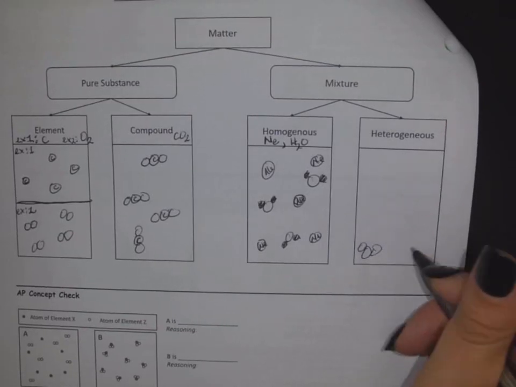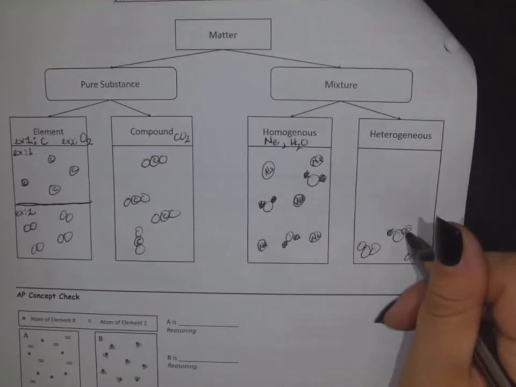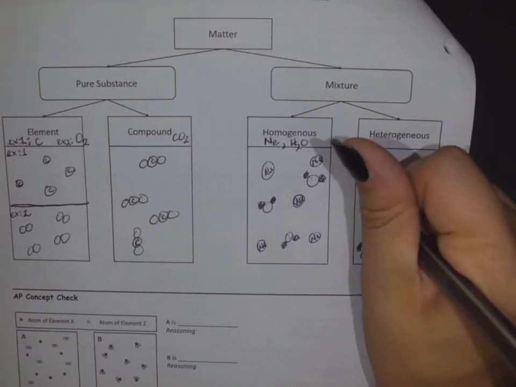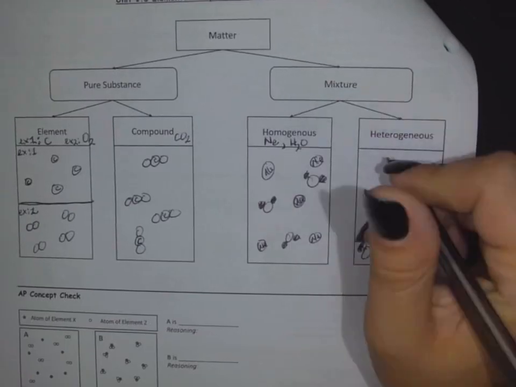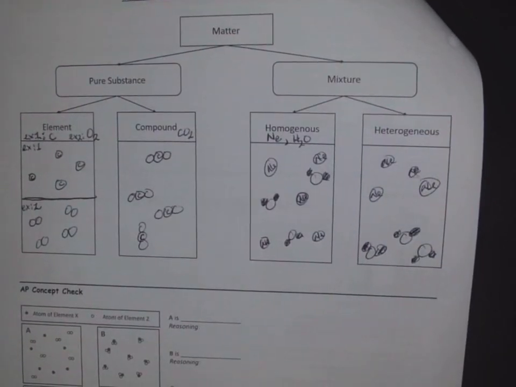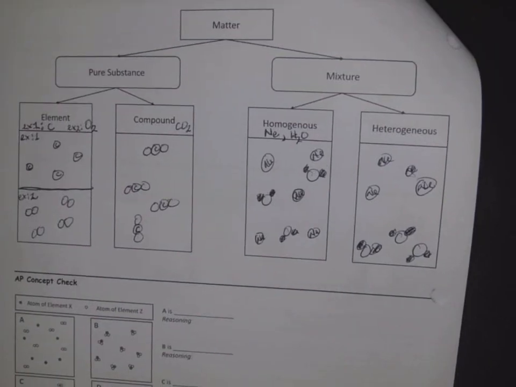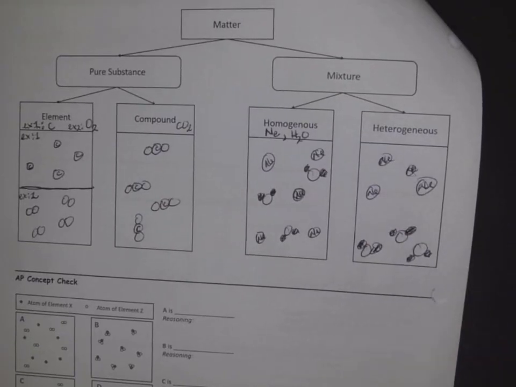Okay? But what if the water was gathered at the bottom? Okay, there's the water. And then it wasn't evenly mixed with the neon, like the neon is floating up above it. Neon, again, sorry, I'm not doing them all the same size. And so what if my neon was floating up above? They are in the same container. They're placed in the same space, but they're not evenly distributing between each other, and so that would be a heterogeneous mixture.